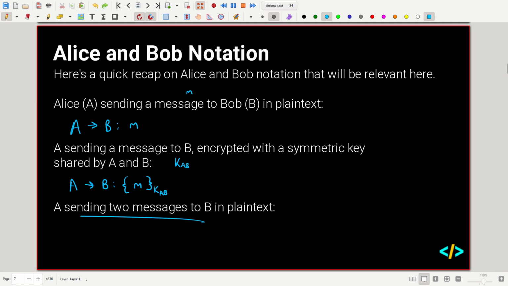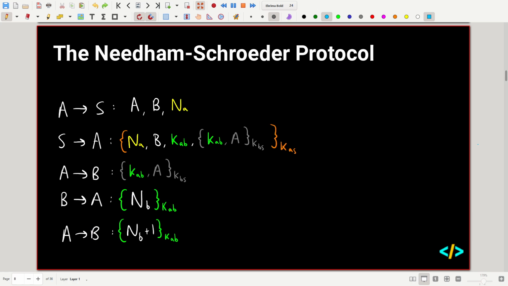Okay, and finally, A sending 2 messages to B in plain text. We can either do something like this. Let's say A sends B M1 and A sends B M2. But this is essentially the same as just saying A sends B M1, comma M2. So this just represents 2 plain text messages that have been concatenated with each other, or they're just being sent one after the other. Okay, moving on. So this notation will be quite useful. The actual protocol, the actual Needham-Schroeder protocol. Let's actually dive into this and see what's going on.